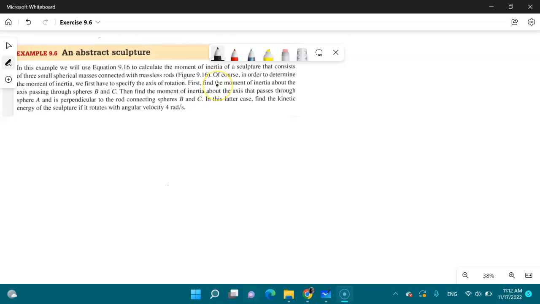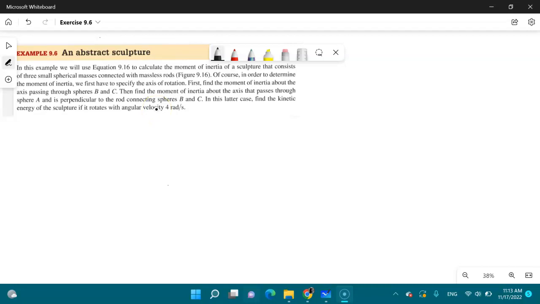So the first part that we're being asked is to find the moment of inertia about the axis passing through spheres B and C. And then we have to find the moment of inertia about the axis that passes through sphere A and is perpendicular to the rod connecting spheres B and C. In this latter case, find the kinetic energy of the sculpture if it rotates with an angular velocity of 4 radians per second.